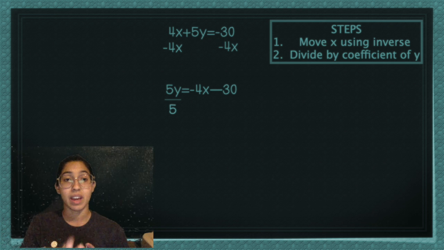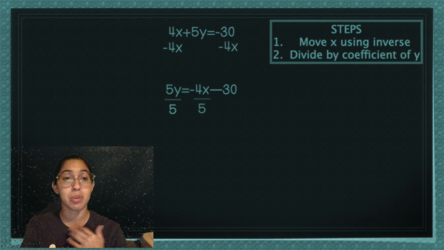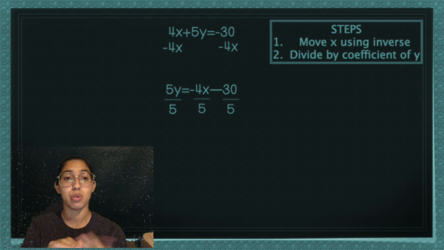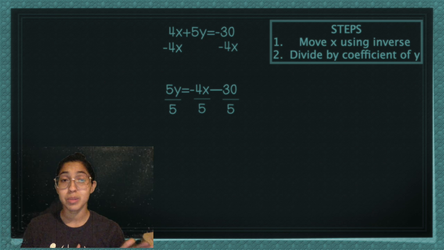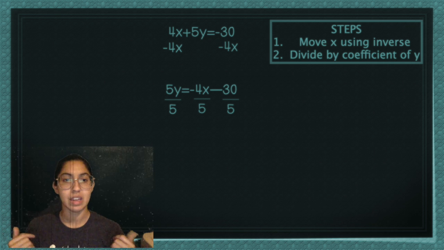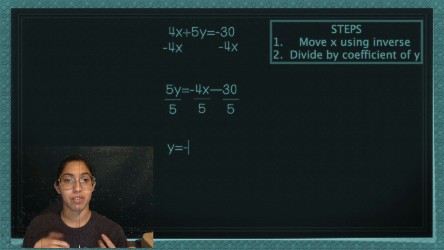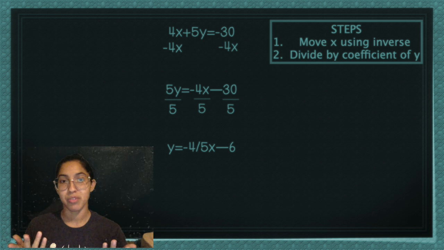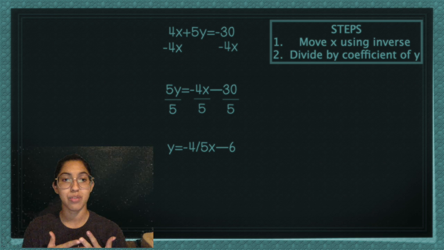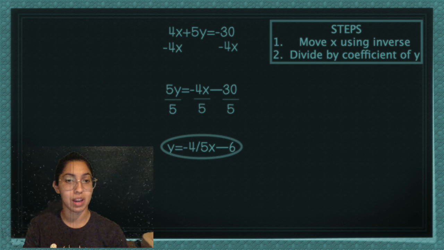Now, when we go to divide, division and multiplication are a little different. They go to everything. Whereas addition and subtraction can only go to like terms, division and multiplication go to everything. So notice I have -4x divided by 5, and then I've got -30 divided by 5. So we end up with y by itself. That 4/5 cannot simplify any further. So -4/5 x. And then -30 divided by 5 is -6. And that would be our answer. That's it for that one.